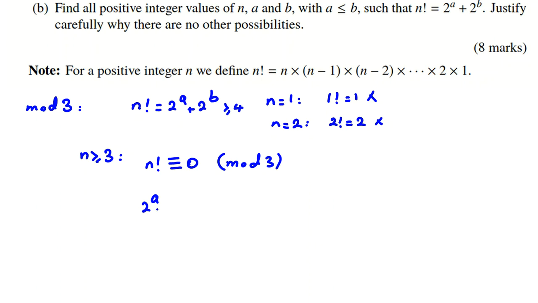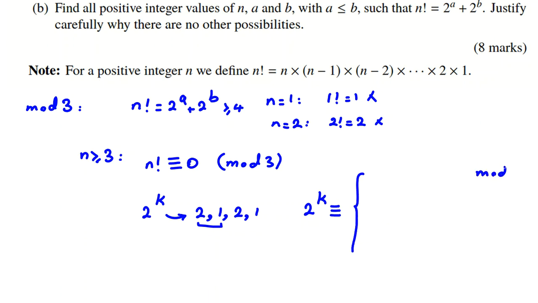2 to the a depends on k. For example, let's consider 2 to the k mod 3. It will be 1, 2, 1, 2. The period, if we consider mod 3: the first one, k is 1, is 2, then 1, 2, 1. The period is 2.